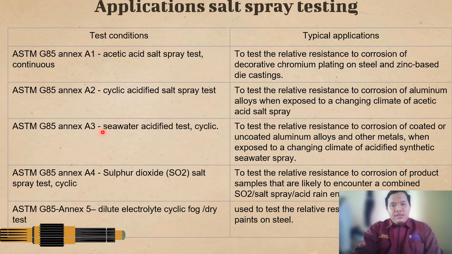And for the A3, which is the cyclic seawater acidified test, it is suitable to test the relative resistance to corrosion of coated or uncoated aluminum alloy and other metals when exposed to a changing climate of acidified synthetic seawater spray. And for the A4, it's suitable to test the relative resistance to corrosion of product samples that are likely to encounter a combined salt spray and acid rain environment. And for the A5, it is suitable to test the relative resistance of paint on steel.